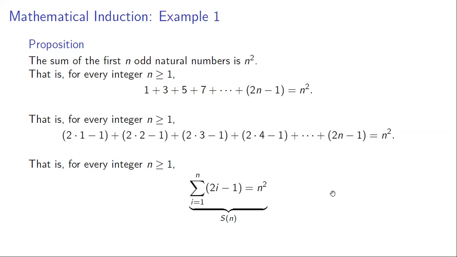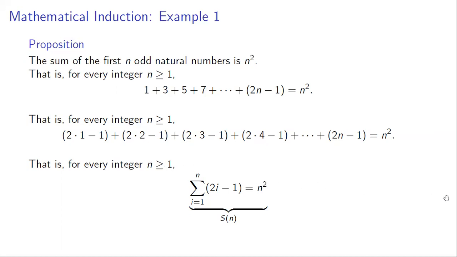We want to prove that this is true for every integer n that is greater than or equal to 1, right? So remember, that's the form of a statement that we're going to use induction for. The form of a statement that we want to prove using induction is always something like, for every integer n greater than or equal to 1, or greater than or equal to 0, or something like that, for every integer n greater than or equal to something, S(n). That S(n) applies to every integer n that is greater than or equal to 1 or greater than or equal to 0 or whatever it might be.